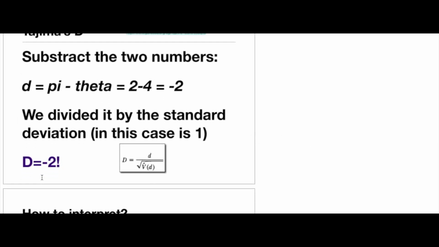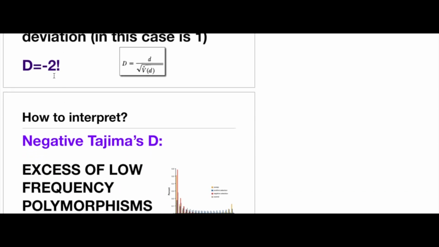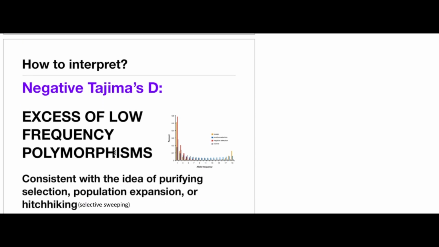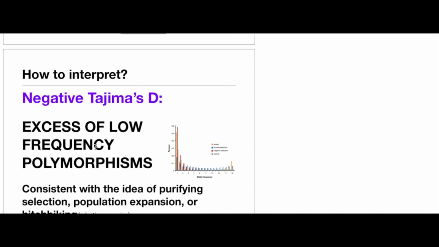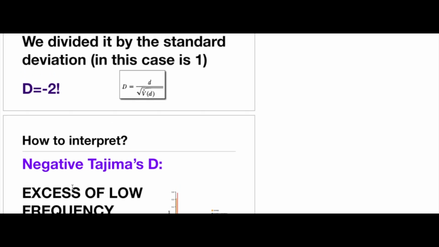So here we can see how to interpret this value. We have got a negative value. This value is telling us that there is an excess of low frequency polymorphism. This is consistent with the idea of purifying selection, population expansion, or hitchhiking. So in other words, we can say it is a selective sweep. If it was a positive value, then we would say we have an excess of high frequency polymorphism.